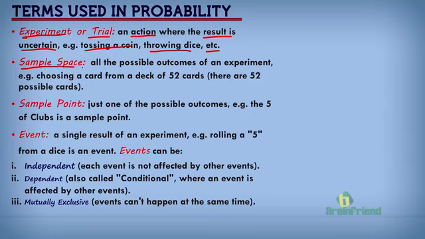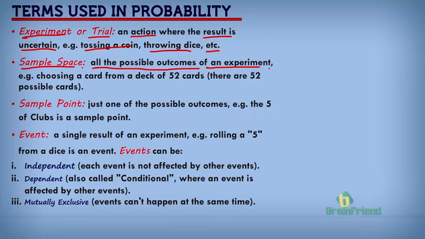Sample space. What is a sample space? The sample space is all of the possible outcomes of an experiment. When you throw a dice, you have 6 possible outcomes. So you get either 1, 2, 3, 4, 5, or 6.